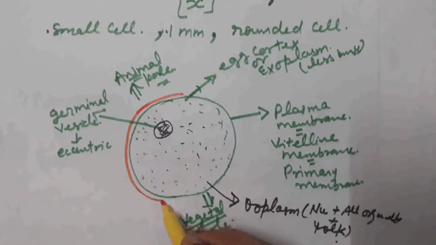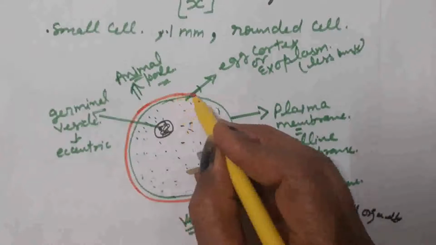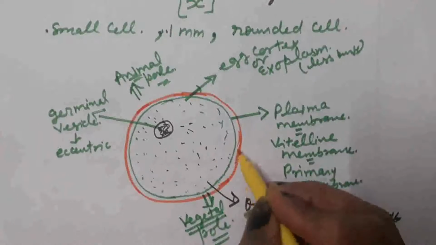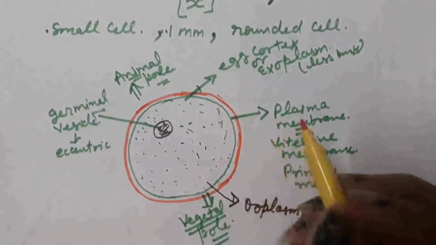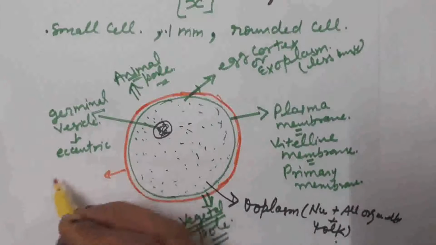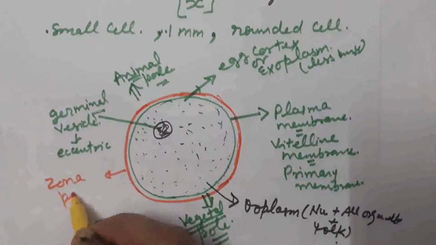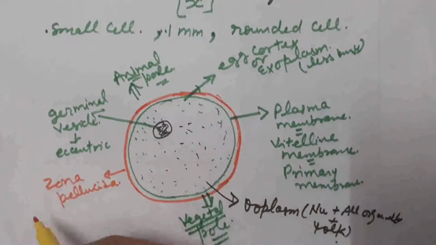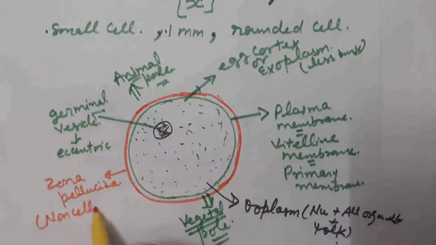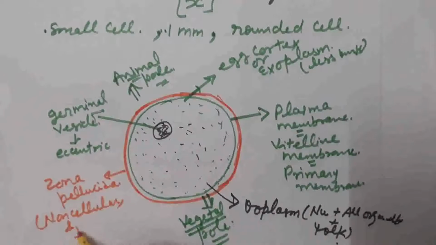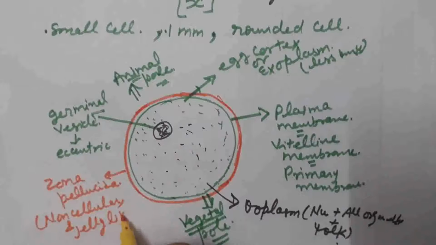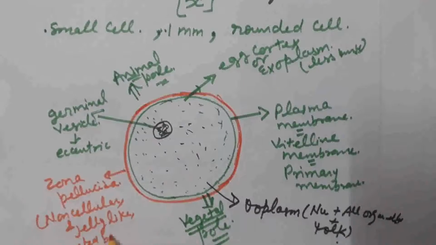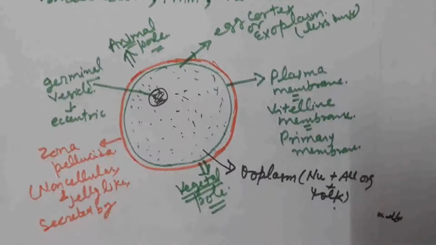We call it the zona pellucida. This is the secondary membrane, secreted by the follicular cells. It is non-cellular and jelly-like.